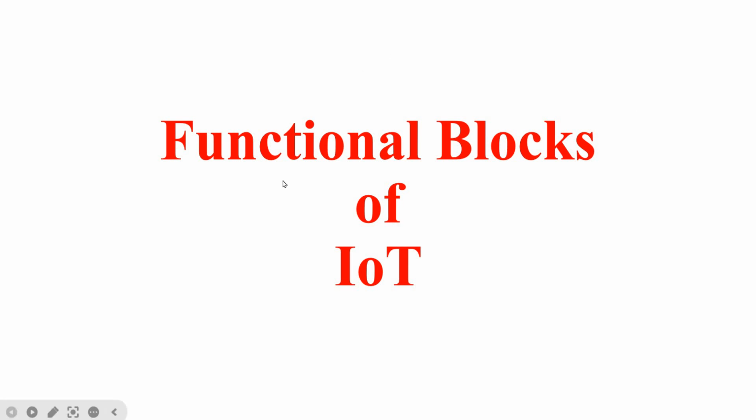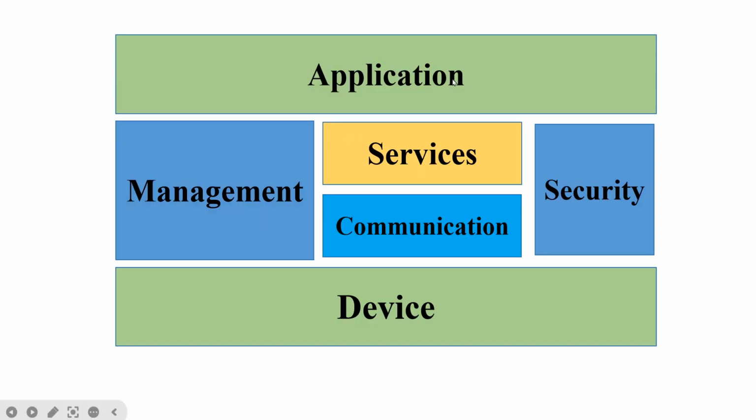Hello everyone. In this lecture, we will see what the functional blocks of IoT, that is the Internet of Things, are. As we all know, an IoT system consists of a large number of functional blocks which provide the system capabilities for identification, sensing, actuation, communication and management. These are the functional blocks of IoT: the application, management, services, communication, security and device.